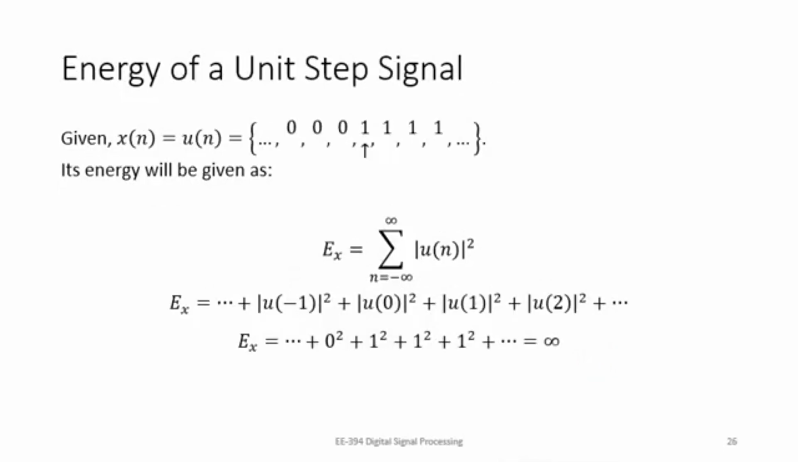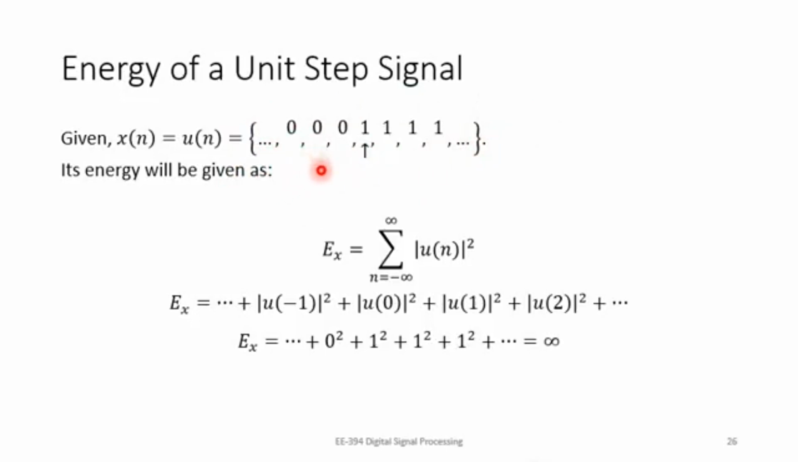Okay. Similarly, if we want to see the energy of a unit step signal, this is a unit step signal. It has 0 values for n less than 0, and it has a value of 1 for n equals 0 and all positive values of n. The value of the signal is 1. Now conduct the same exercise. Take the magnitude. The signal remains the same.